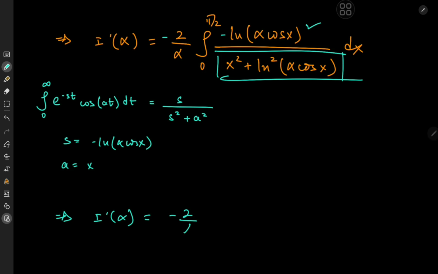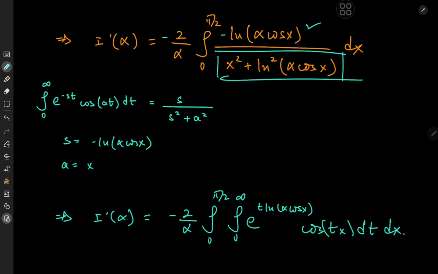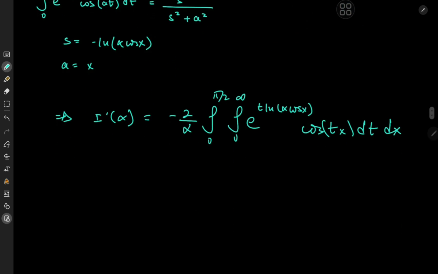So in this case, we have negative 2 by alpha times the integral from 0 to pi by 2 of now the integral from 0 to infinity of e to the, what exactly do we have? E to the t times the logarithm of alpha cosine x times the cosine of tx dt dx. Okay, cool. Now, what exactly is this exponential term over here? This exponential term should sort out to a to the t times cosine to the t of x.